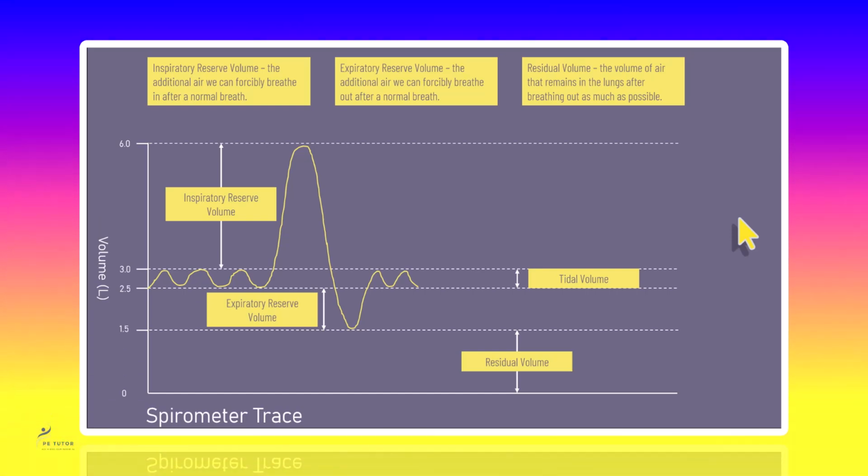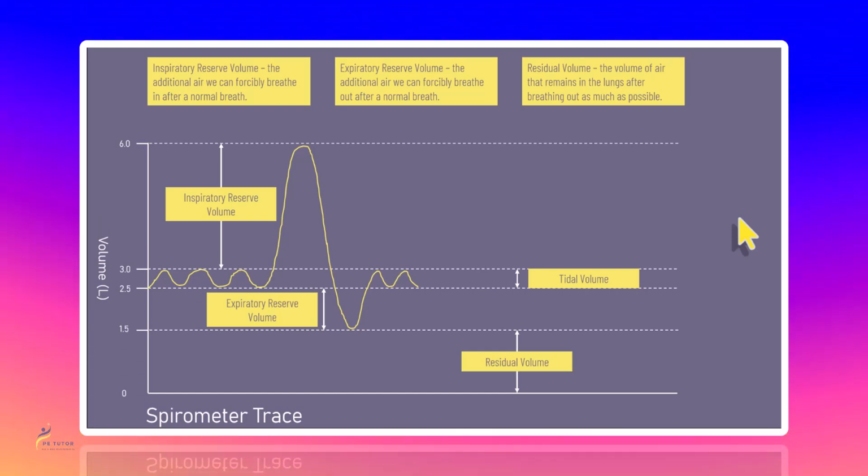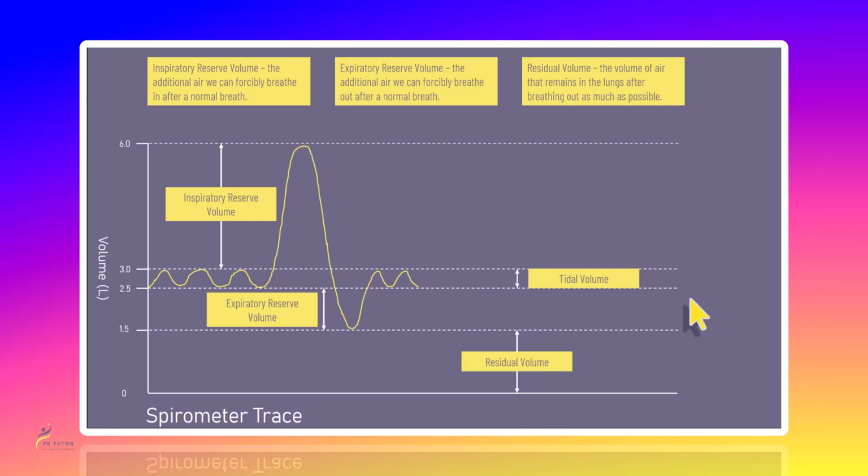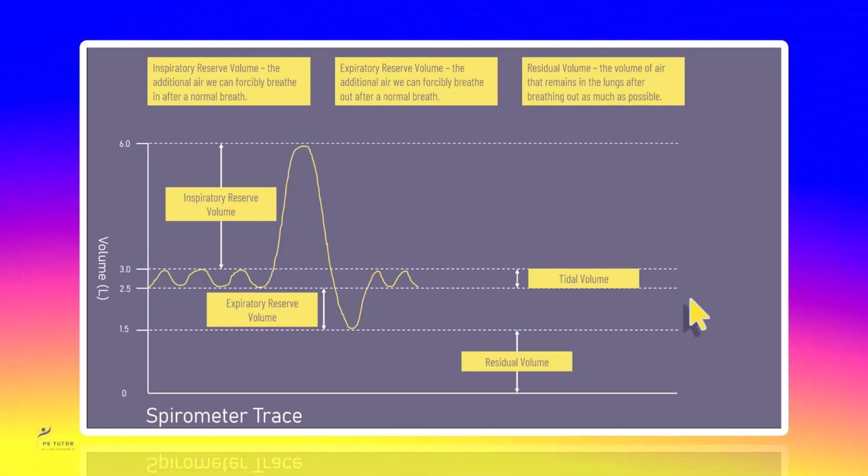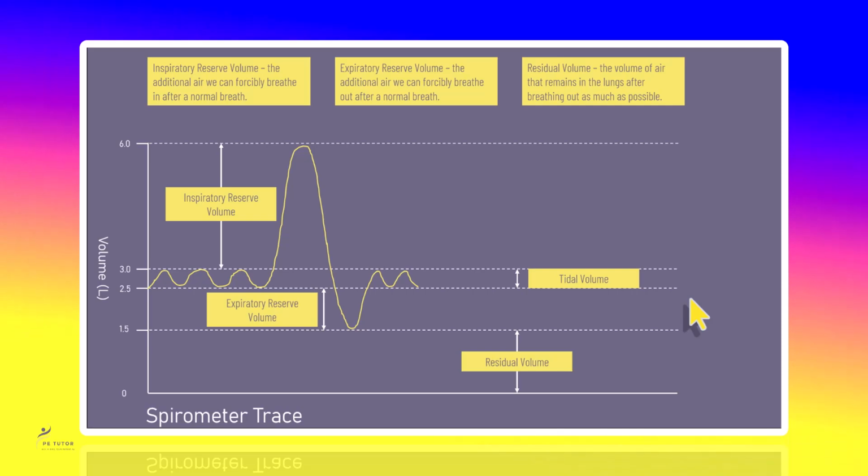In the last video, we had a look at these different volumes: the inspiratory reserve volume, expiratory reserve volume, and the residual volume. This was really to explain the understanding, so you understand what they all mean and what it looks like on the spirometer trace. Now we need to think about what it would look like when we are exercising and how this might change.